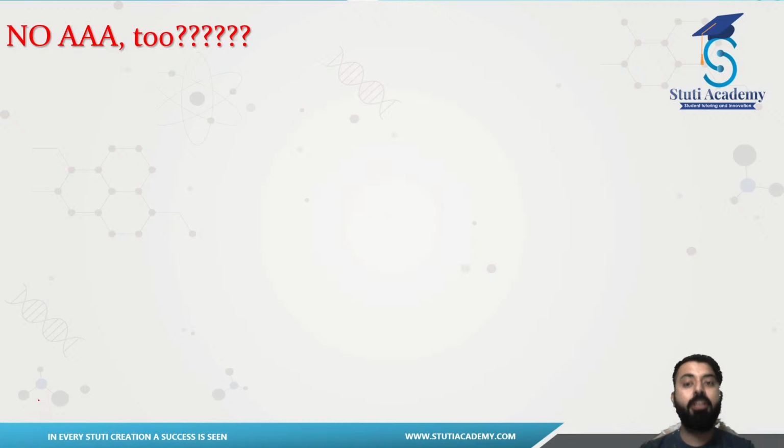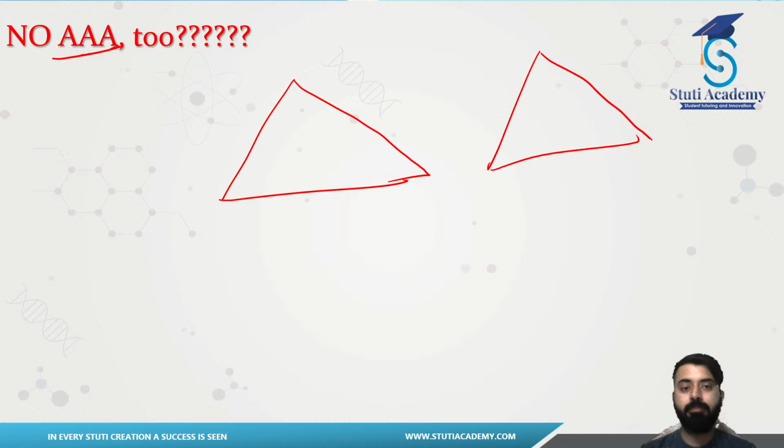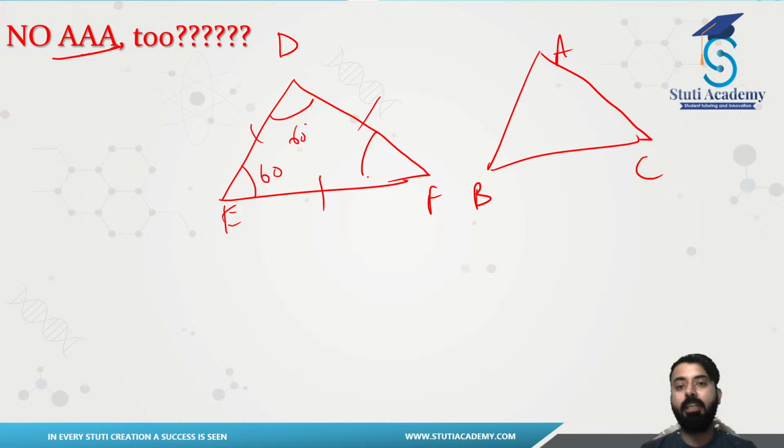Now let's move forward and see why there is no angle side thing. For this, I'm going to assume two equilateral triangles. This is quite simpler to prove. Let's say DEF and ABC are two triangles such that they are equilateral. All of these sides are equal. This angle is 60, that angle is 60, that angle is 60. This angle is 60, that angle is 60, that angle is 60.